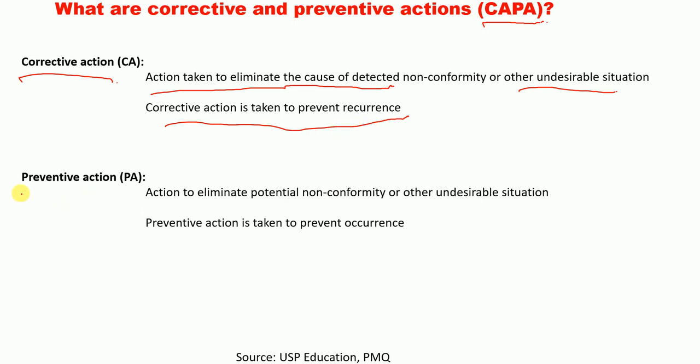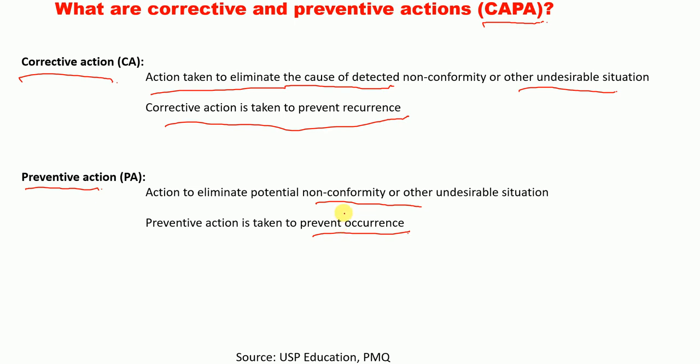Whereas preventive action, or PA, is simply the action taken to eliminate the potential non-conformity or undesirable situation. Preventive action is taken to prevent occurrence. We take preventive actions to prevent something from happening. So these are the definitions of corrective and preventive actions.